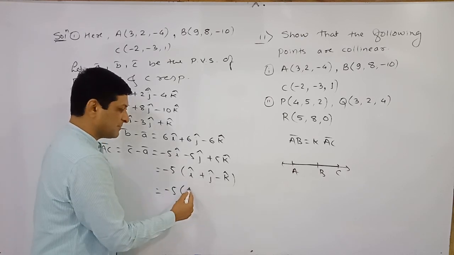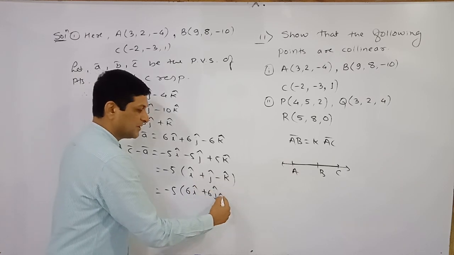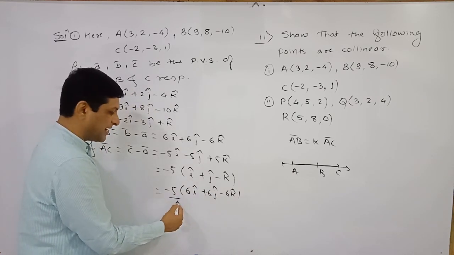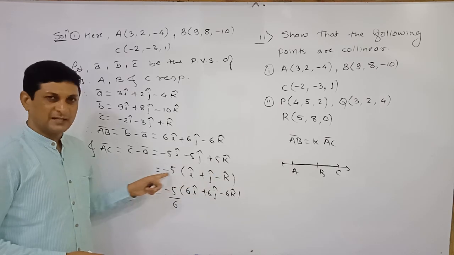So if I am multiplying by 6, what will we get? 6i cap plus 6j cap, and here we will get minus 6k cap. Since I am multiplying by 6, that's why I am dividing also by 6. Again, if we are taking 6 common, 6 will get cancelled, we will get the same result.